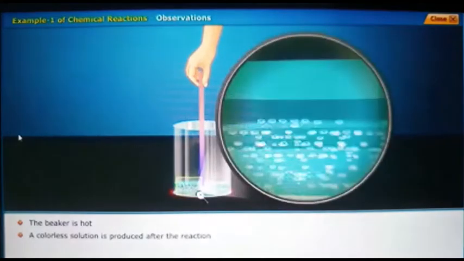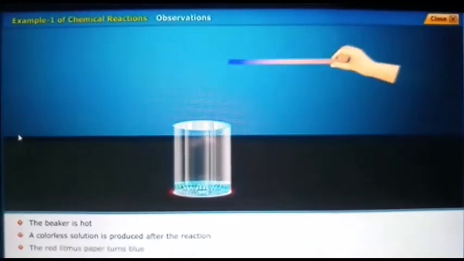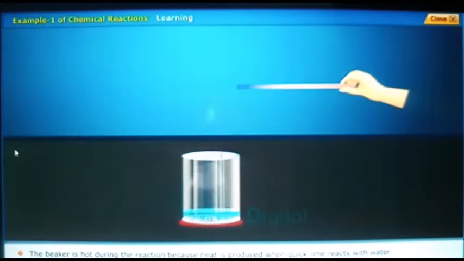Observation. The beaker is hot. A colorless solution is produced after the reaction. The red litmus paper turned blue. In this reaction, we learn the beaker is hot during the reaction because heat is produced when quicklime reacts with water. The colorless solution produced at the end of the reaction is basic in nature as the red litmus paper turned blue.